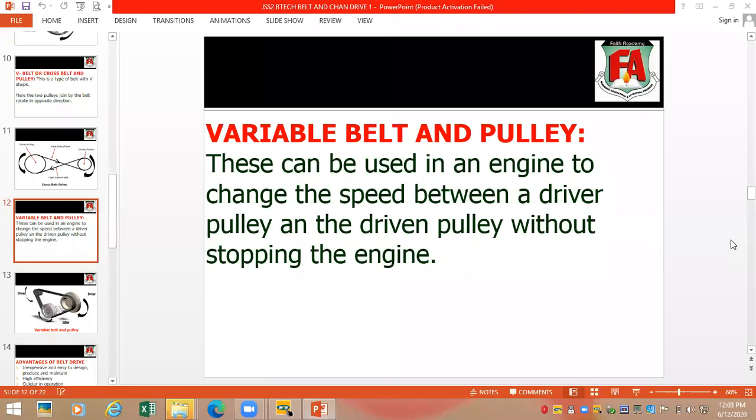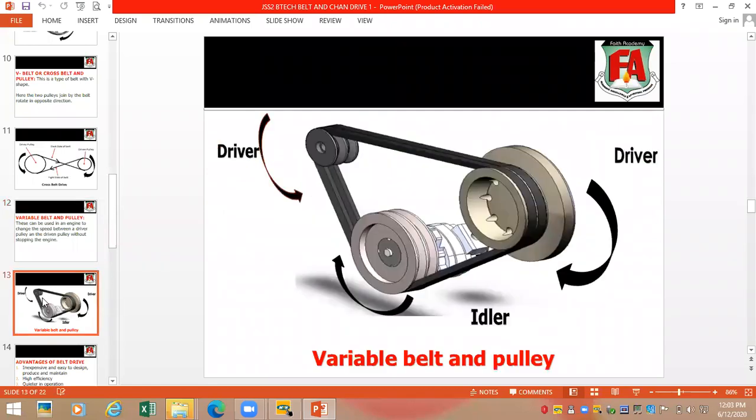Now, okay, let's look at the diagram, the picture. Our time is running fast. I have to increase my speed so that I'll be able to finish up this topic quickly. This is the picture of a variable belt and pulley. Speak up. Yes, wait. But make sure you jot down something, because at the end of this class, I have questions for you.